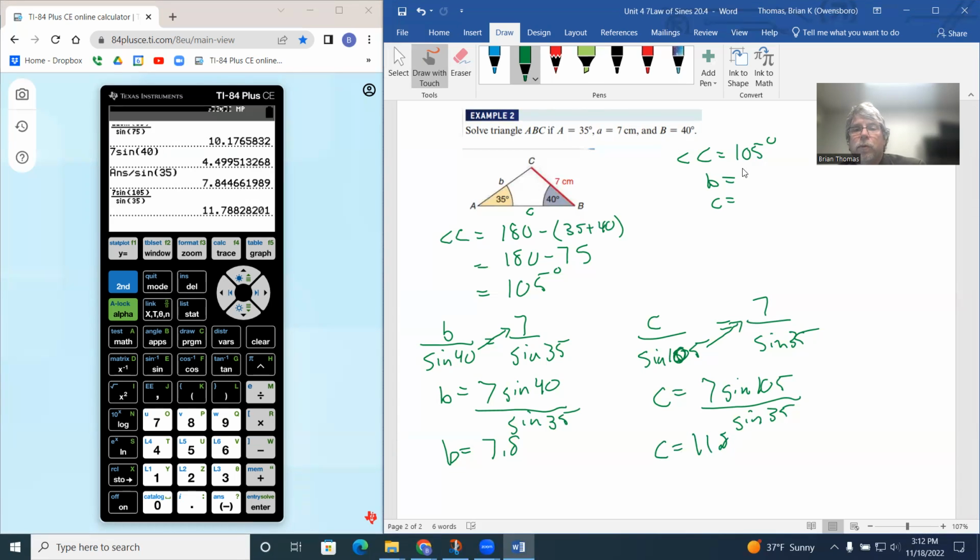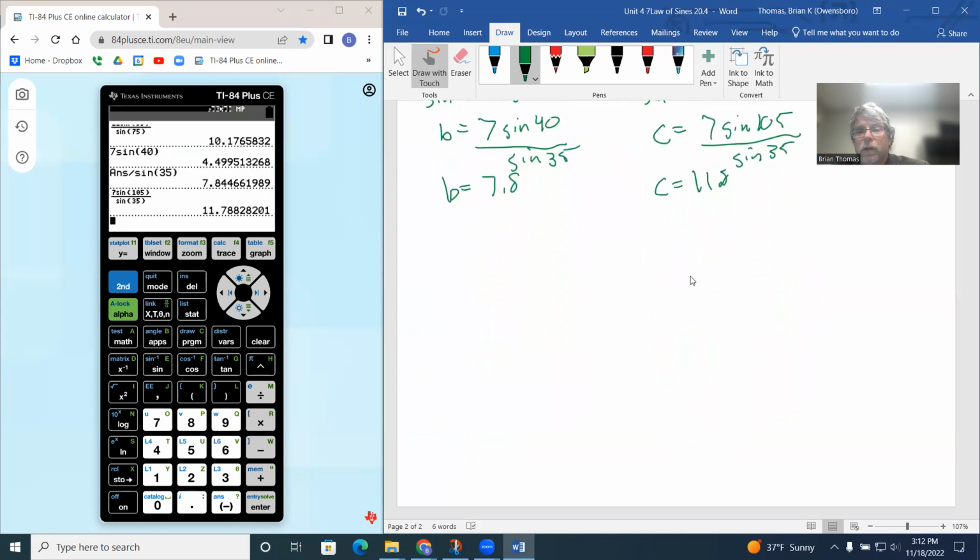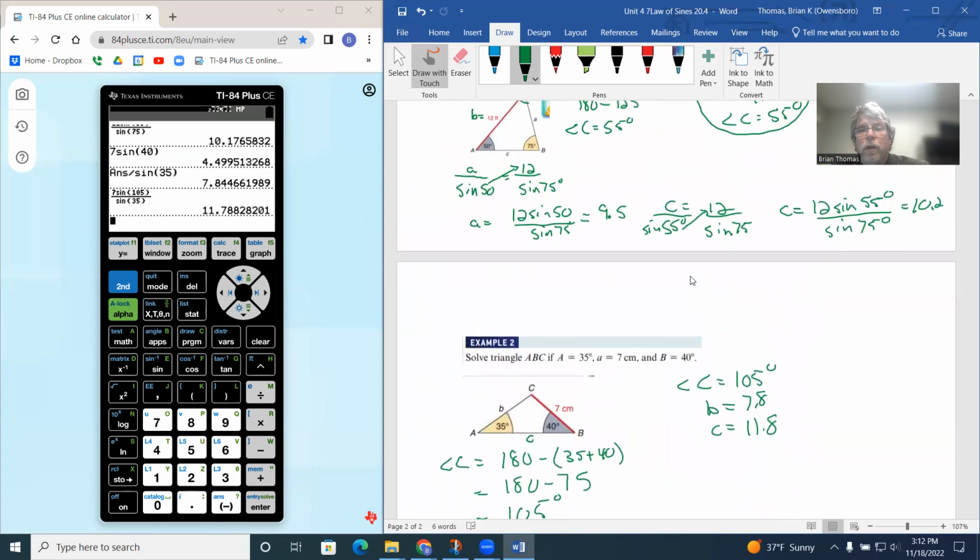So B is 7.8 and C is 11.8. Notice how C was the biggest angle, the 105, so it should be the biggest side, 11.8. A was the smallest angle, so the 7 should be the smallest side, and it is. B is a little bit bigger, so I feel okay with my math there. Alrighty, so that's a little bit about law of sines.